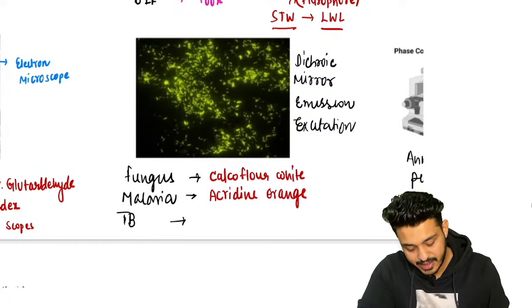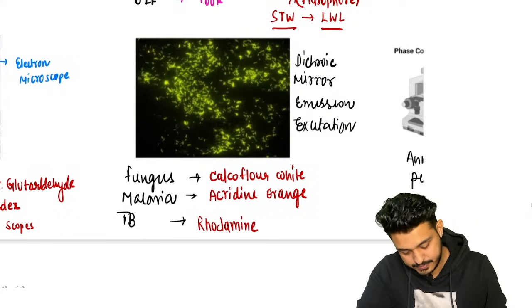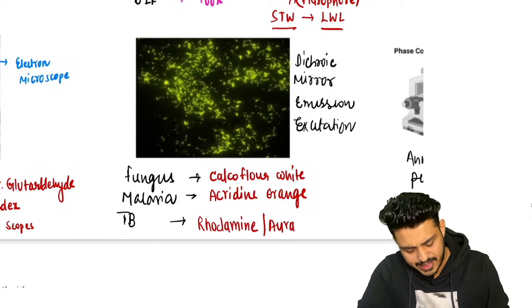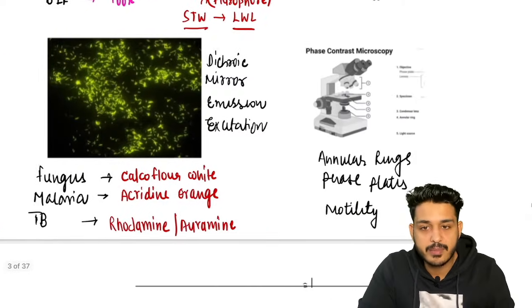And for TB, which dye are we going to use? That is going to be rhodamine or auramine, right? We have done all those things very nicely in our full classes, so this is just a recap, right? So this is going to be rhodamine or auramine.